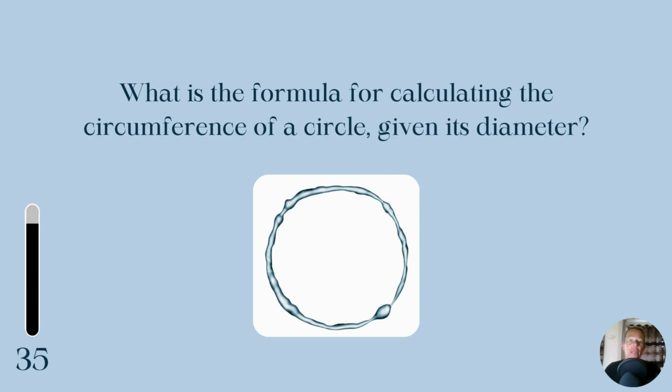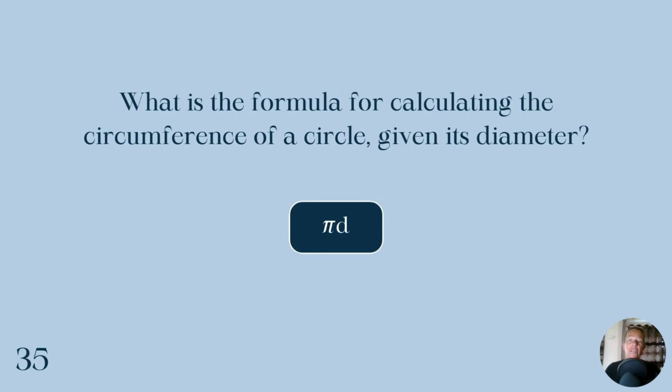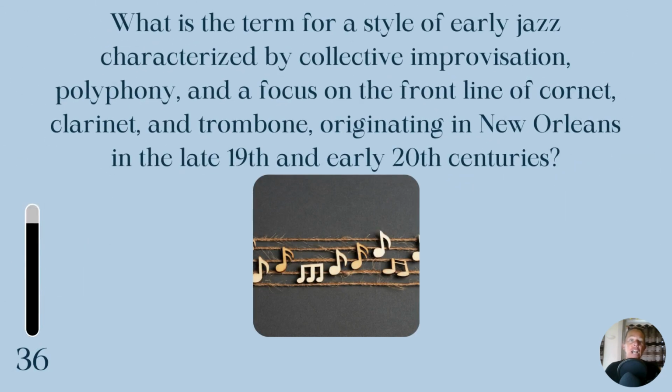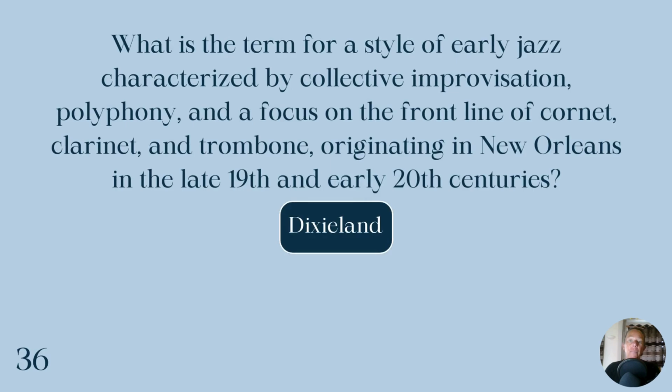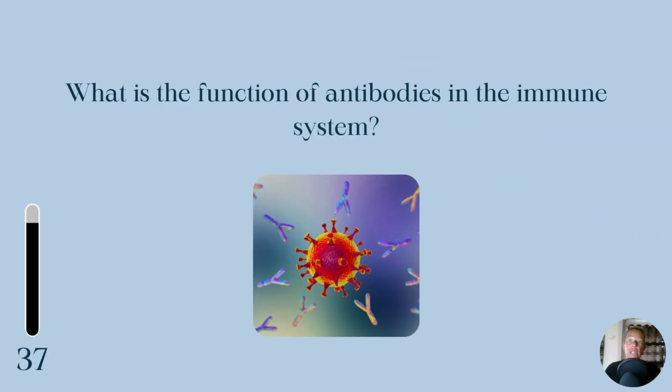What is the formula for calculating the circumference of a circle given its diameter? And that is the formula. What is the term for a style of early jazz characterized by collective improvisation, polyphony, and a focus on the front line of cornet, clarinet, and trombone, originating in New Orleans in the late 19th and 20th centuries? Dixieland. What is the function of antibodies in the immune system?